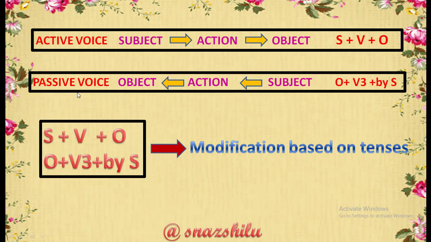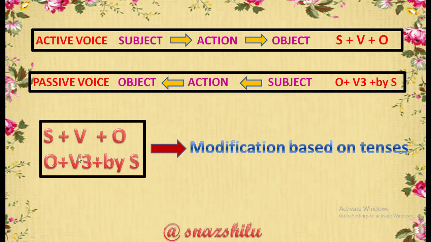Then we discussed passive voice. Here, more importance is given to the object and the action that is being performed rather than who has performed the action. And the general structure of the sentence is object plus verb 3 plus by and then subject.